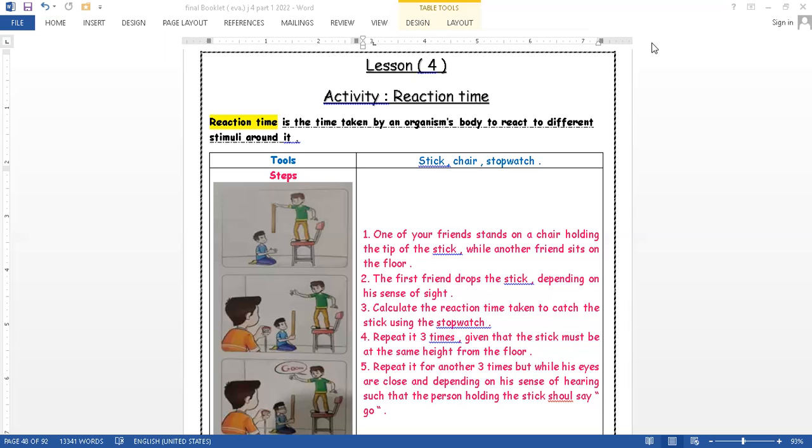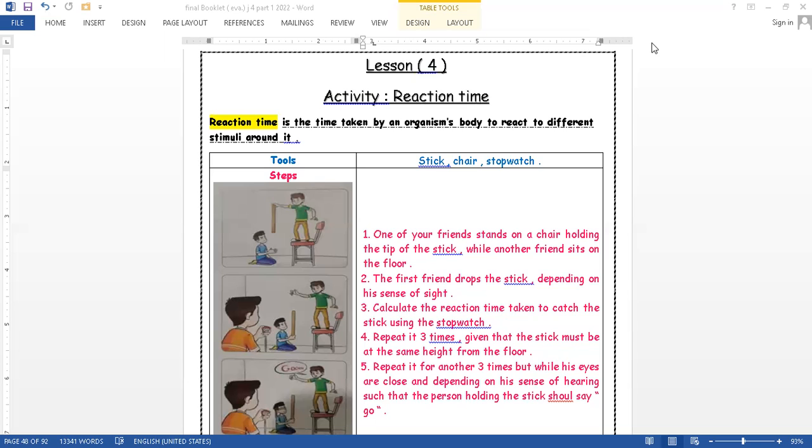At first, we start with the first friend, who is standing on the chair. He will hold a stick and start to count down or say, for example, go. The second one, who sits on the floor, tries to catch the stick. The third one records the time taken by the second one to catch the stick.